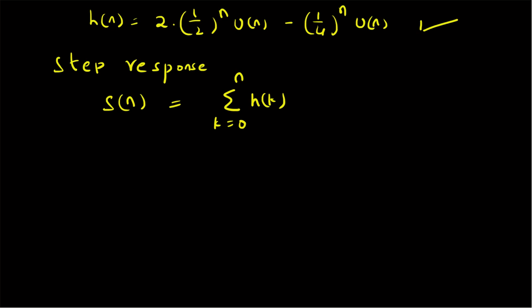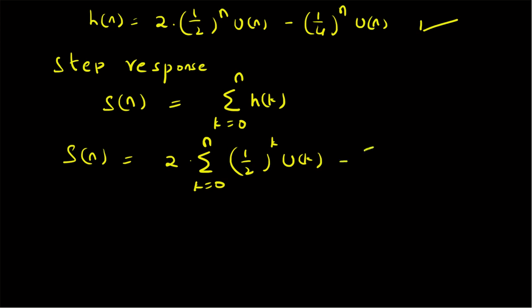So summation is from 0 to n. Based on the result, S of n is equal to 2 times summation k equal to 0 to n 1 by 2 power k u of k minus summation k equal to 0 to n 1 by 4 power k u of k. And since u of k is equal to 1 for all values of k greater than or equal to 0, this is 1 and that is also 1.